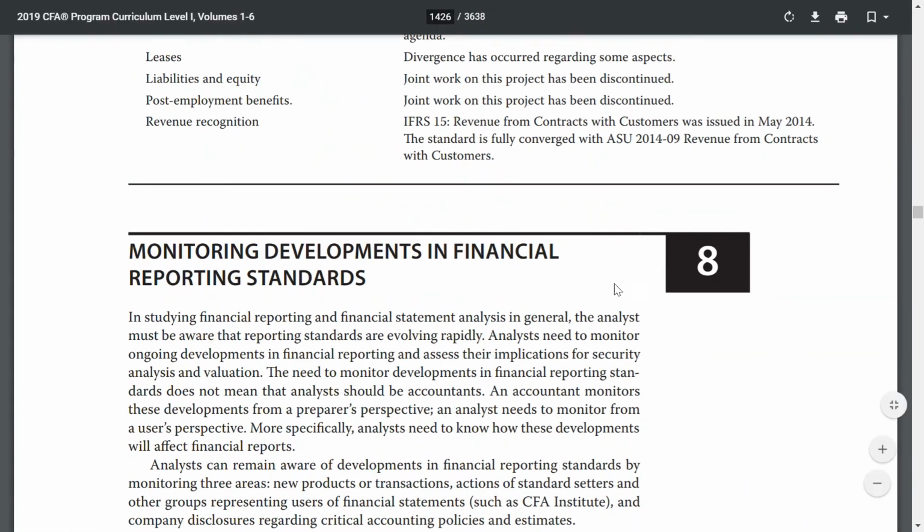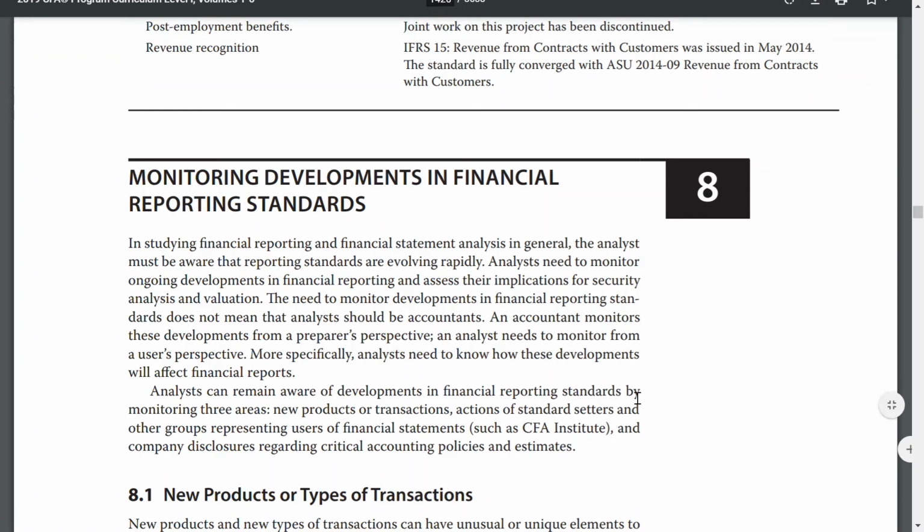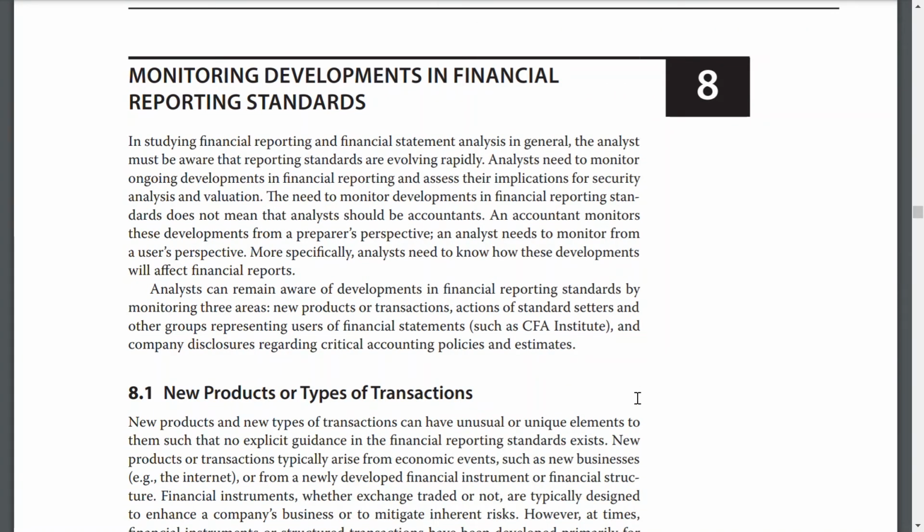Monitoring developments in financial reporting standards. In studying financial reporting and financial statement analysis in general, the analyst must be aware that reporting standards are evolving rapidly. Analysts need to monitor ongoing developments in financial reporting and assess their implications for security analysis and evaluation. The need to monitor developments in financial reporting standards does not mean that analysts should be accountants. An accountant monitors these developments from a preparer's perspective, and an analyst needs to monitor from a user's perspective. More specifically, analysts need to know how these developments will affect financial reports.